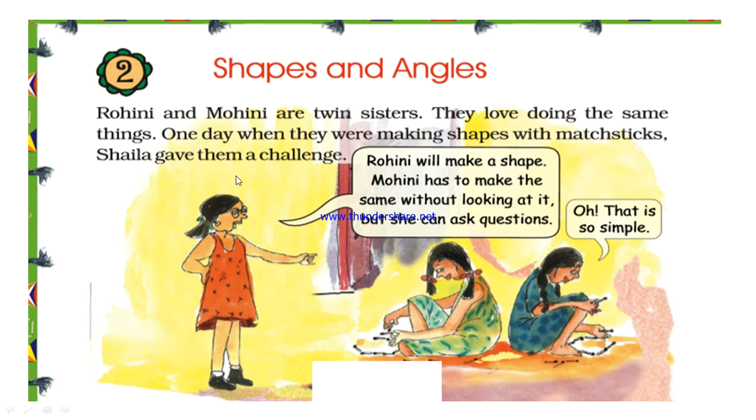Rohini and Mohini are twin sisters. They love doing the same things. One day when they were making shapes with matchsticks, Shaila gave them a challenge. Rohini will make a shape. Mohini has to make the same shape without looking at it, but she can ask questions. Mohini says, oh, that is so simple.